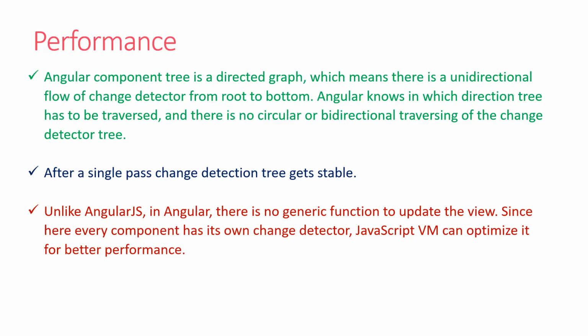And since every component has its own change detector, the JavaScript virtual machine can optimize it for better performance. So even though it looks like there are 100 change detectors going to run for one click, due to these three design guidelines, it is much better in performance than its counterparts. Okay, any question on this slide, people?